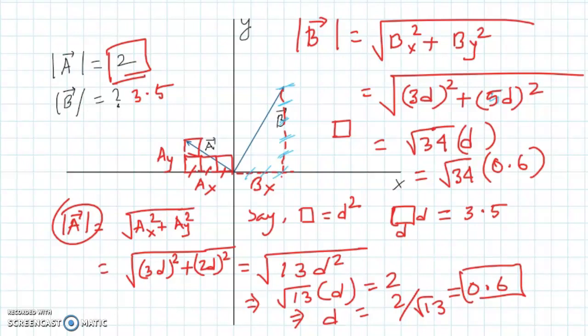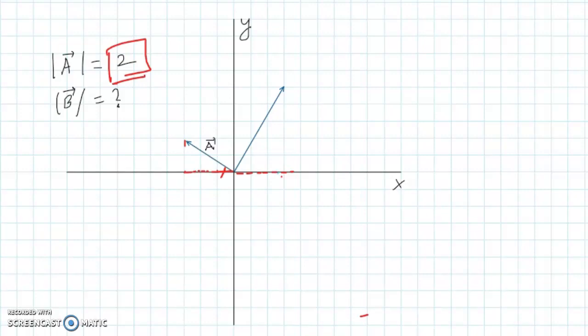Now I need to add these two vectors, b and a. It is very easy. We need to complete a parallelogram, or we need to drag the vector a and put it here on top of the vector b.